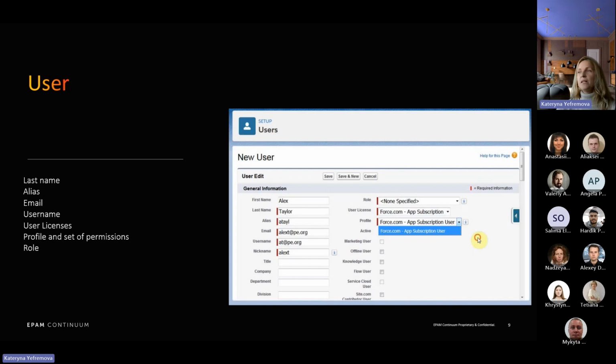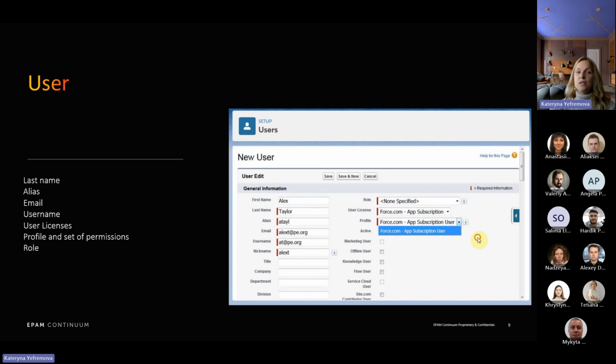But then when we're talking about users in Salesforce, we have to definitely understand their roles. So what does role mean in Salesforce? Role is about hierarchy. So why is it important? Salesforce really cares about privacy and data.